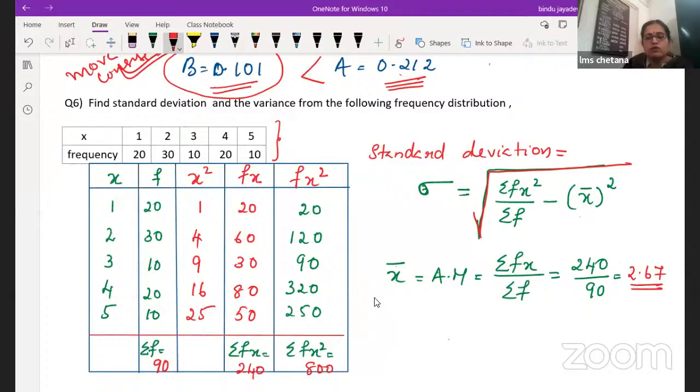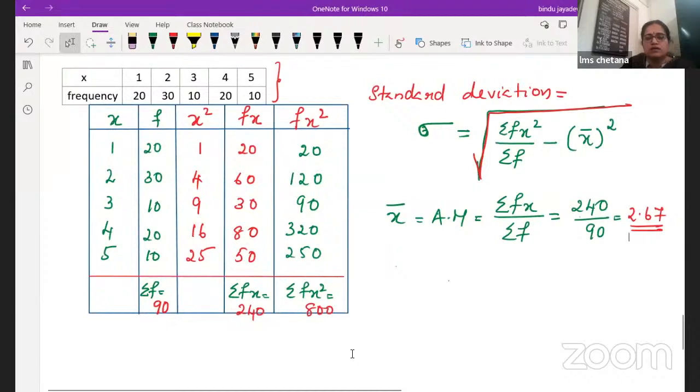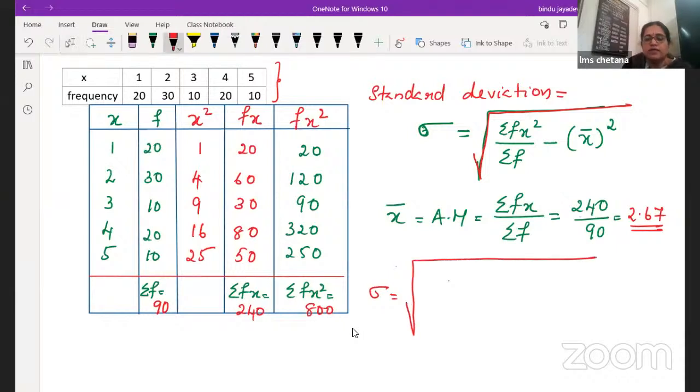Okay, x bar. Now take out sigma. Now we are going to substitute it. Sigma equal to root. Root is the last calculation. Therefore, inside the root, you will solve it and come to a number, then we are going to find the root. Inside the root, sigma f x square, that is 800 divided by 90, minus bracket x bar, 2.67, the whole square.